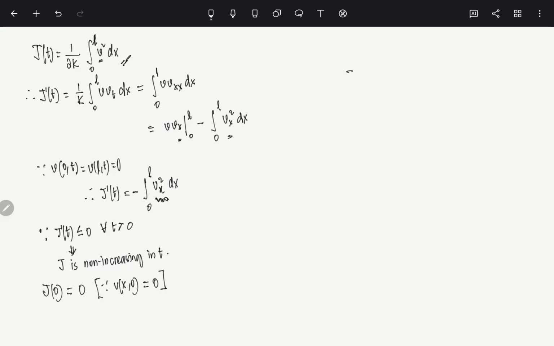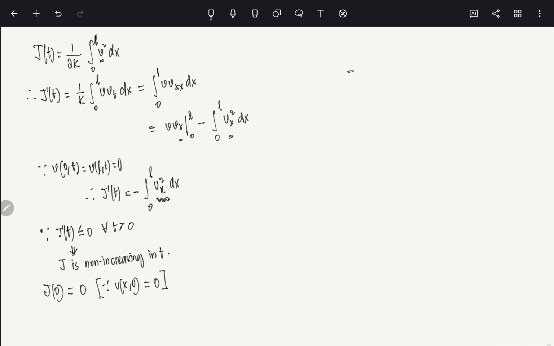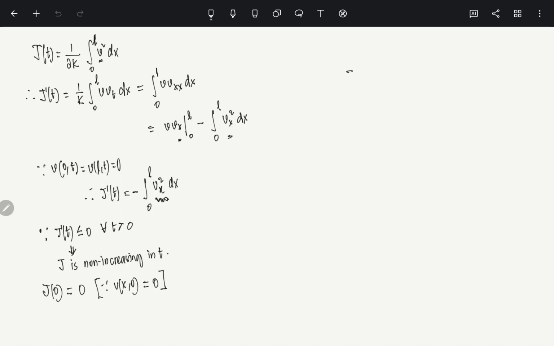Okay, so what do you have? J of 0 is 0 and J is non-increasing in time. What does that say? But again, J is a positive number, because k is always assumed to be positive here. I should actually write it, I did not write it. So J is always a positive term. So again, J of t is always greater than or equal to 0. J of 0 is 0, and J of t is always greater than or equal to 0 for all t.